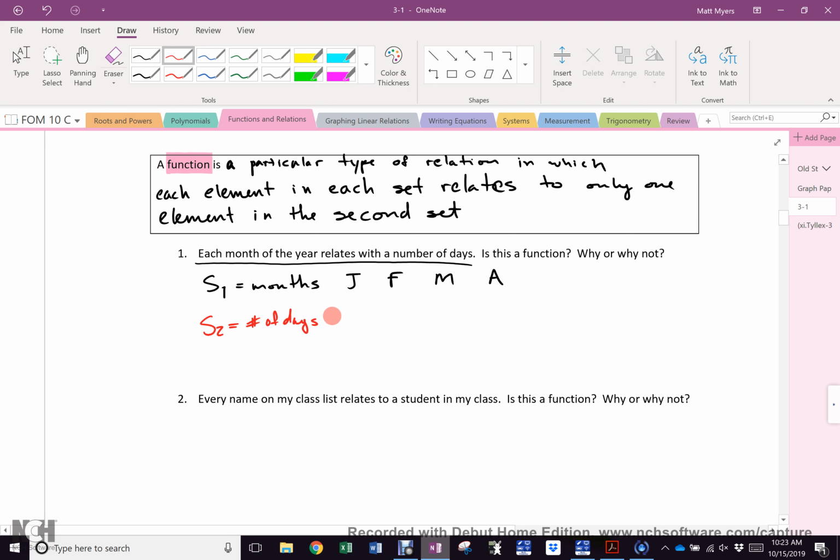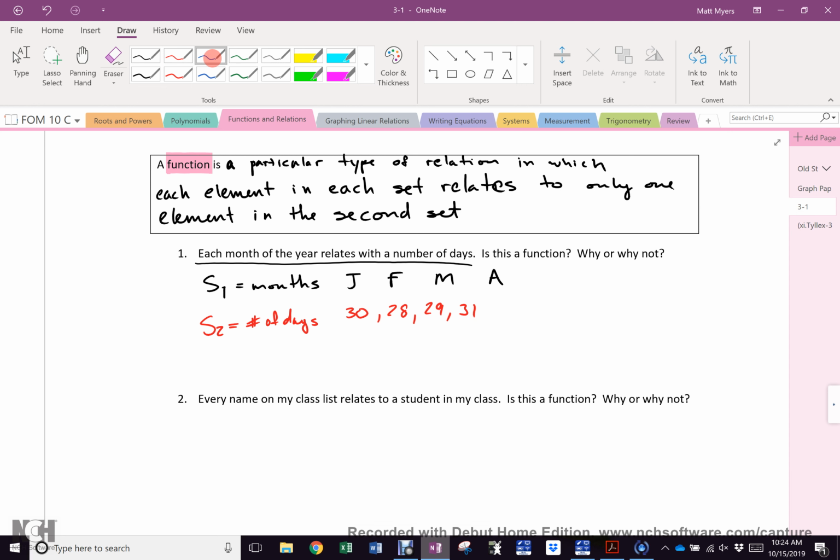What are the elements of that set? No. Number of days. You can have a month that is how big? 30 or 28 or 29 or 31. Everyone agree? Those are the only options for number of days in a month, yes? Okay.